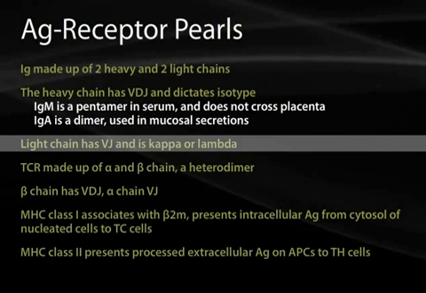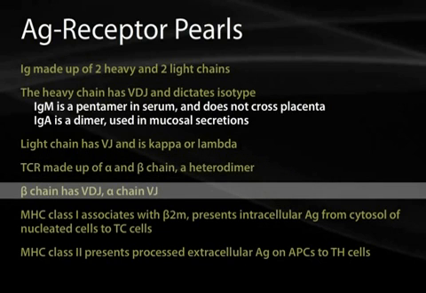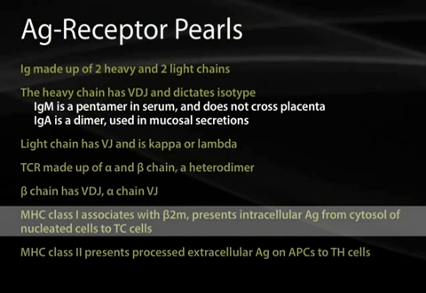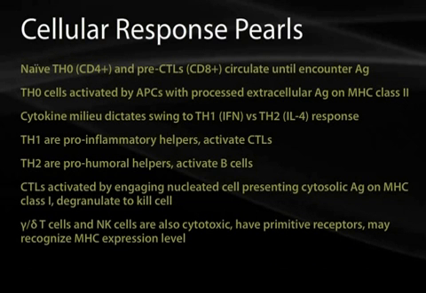Remember that in antibodies, the light chains have VJ recombinations, and it's in either a kappa light chain or a lambda light chain. The TCR, similarly, is made up of a heterodimer, an alpha chain and a beta chain. The beta chain has a VDJ recombination like a heavy chain on the immunoglobulin. The alpha chain has a VJ recombination like the light chain on the immunoglobulin. As far as MHC goes, remember MHC class 1 associates with beta 2 microglobulin for structural purposes, and presents intracellular or endogenous antigens from the cytosol to CD8 or cytotoxic T cells. MHC class 2 presents processed extracellular or exogenous antigen on APCs only to T helper cells.